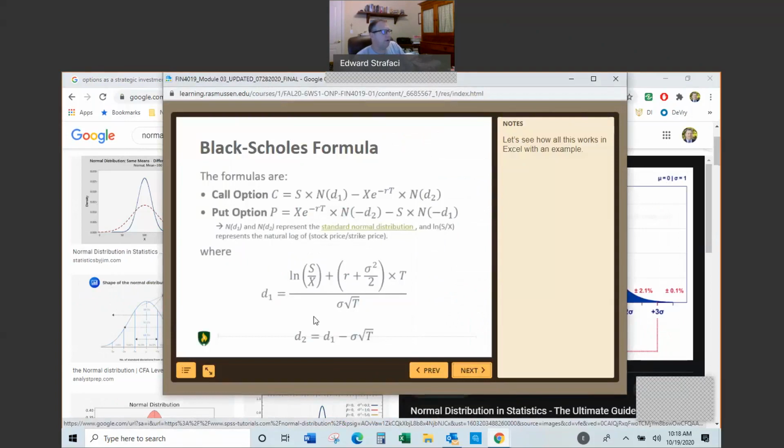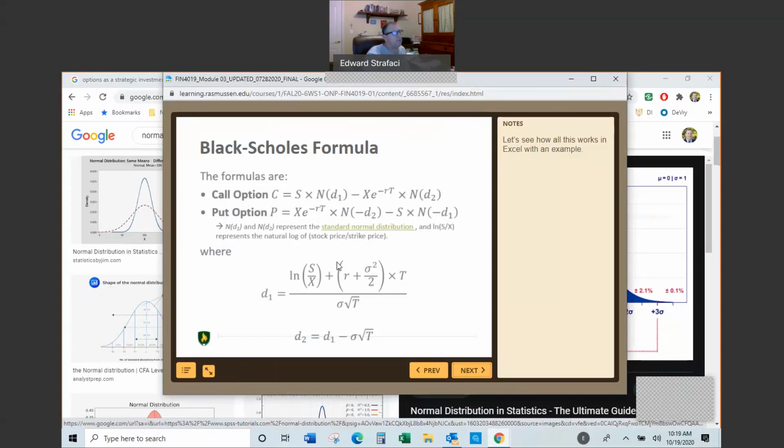D2 is a function of D1. So really what the Black-Scholes formula says is: what's the stock times the probability it'll be in the money, minus the present value, what the strike is worth today. So we get a value today, not 3 months from now. But this is a 1-year option. We don't want to know what it's worth in 1 year. We want to know what it's worth today. So the first part of this tells me the stock times the probability that the stock will be in the money, minus the strike at a present value. And the put is the opposite, obviously. And that's the beauty of the Black-Scholes.